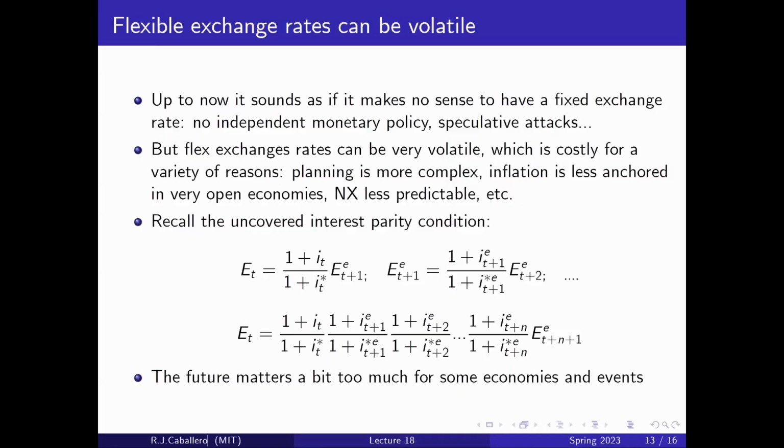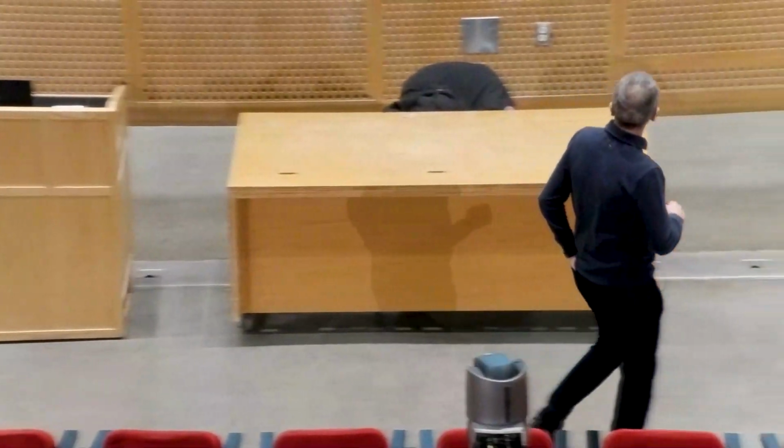Well, I think the main problem of a flexible exchange rate is that it tends to move a lot. We know that it moves a lot more than fundamentals, meaning productivity is a little higher in one country than the other, demand is a little higher in the other country, but the exchange rate moves a lot more than those little differences justify. And one way of understanding this is the following.